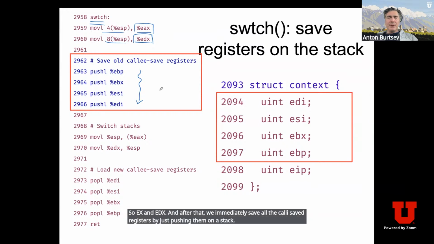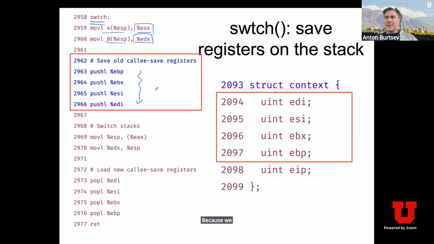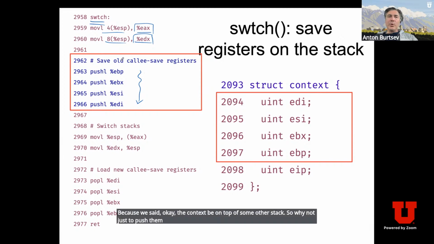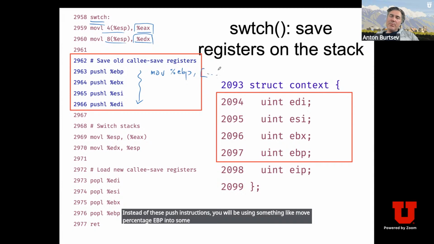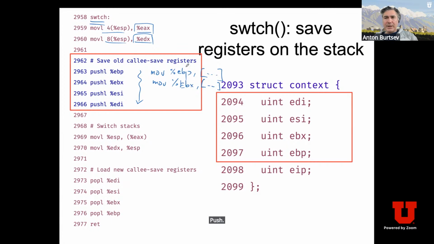And after that, we immediately save all the callee-saved registers by just pushing them on a stack. Because we said, okay, the context will be on top of some other stack, so why not just push them? If you decide that the context is not on the top of the stack, but it's part of the process data structure, instead of these push instructions, you will be using something like move EBP into some address pointed to by whatever the current process is, right? It totally works this way as well. It doesn't have to be push. It can be a move into some data structure. It's totally fine, right?